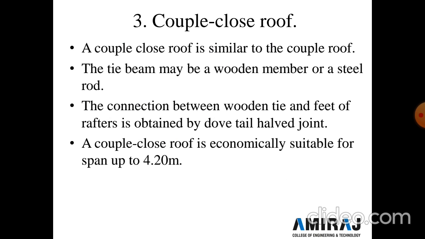Now the next type of roof is the couple close roof. A couple close roof is similar to the couple roof, except that the ends of the pair of common rafters are connected by a horizontal member called a tie beam to prevent the rafters from spreading and thrusting the outer wall. The tie beam may be a wooden member or a steel rod. The connection between the wooden tie and the feet of the rafters is obtained by a dovetail, and the couple close roof is economically suitable for a span of 4.20 meters.